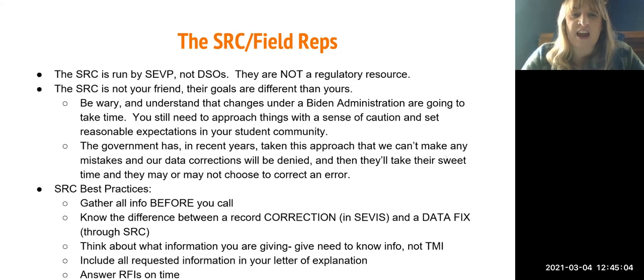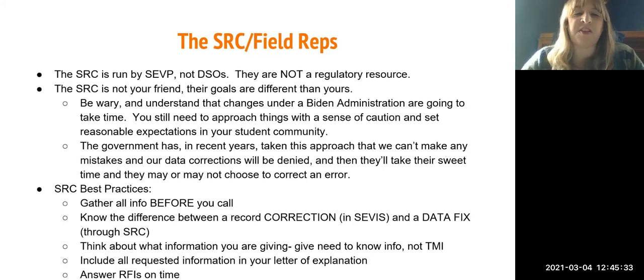Yes, Sandy. So Sandy asked, are you saying that if we do the correction first and it doesn't work, can we ask for a data fix? Absolutely. So sometimes you might ask for a correction within CVIS because you think it might fit in the parameters. Same thing will happen as the opposite. If an adjudicator at SRC looks at it and decides that it's not appropriate to go through the correction process, they will deny it and ask you to do a data fix through the SRC.